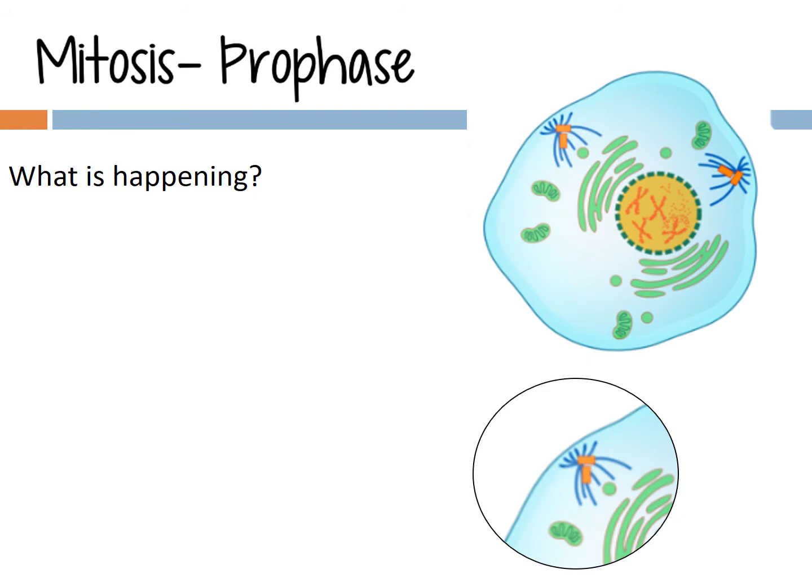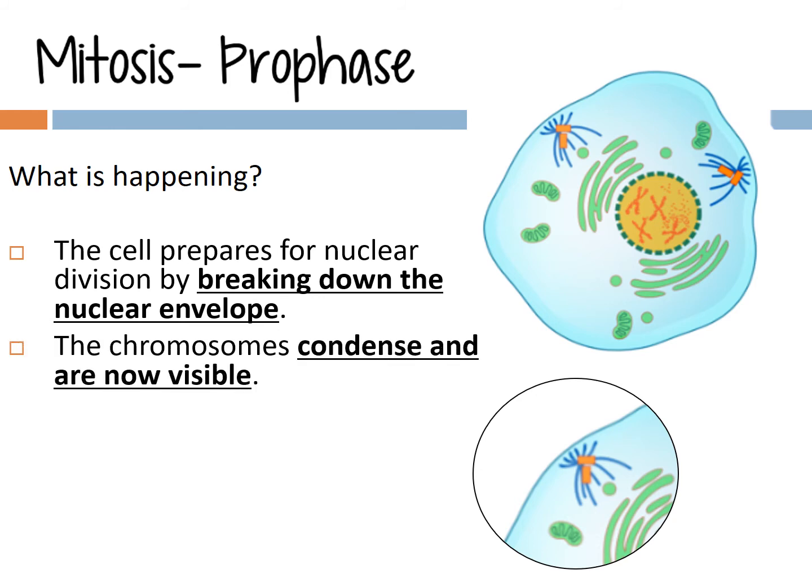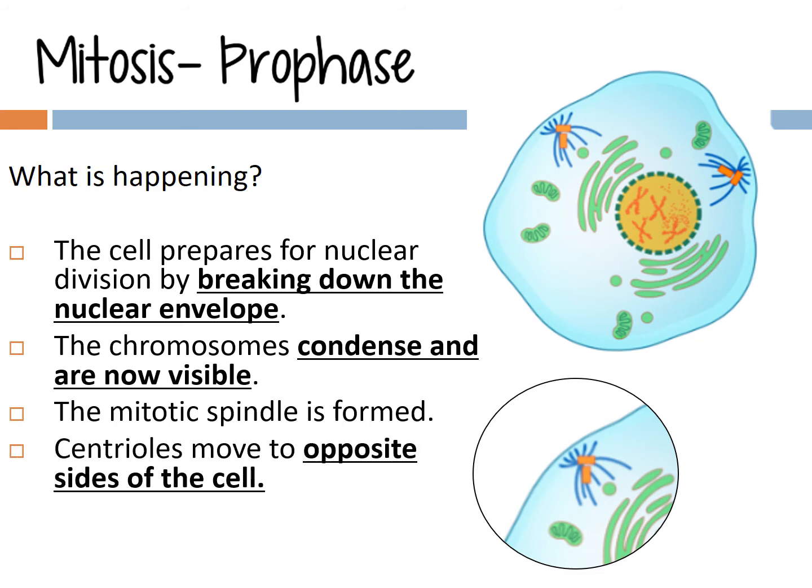Okay, so in mitosis, the very first step, we have prophase. What's happening here? Well, the cell prepares for nuclear division. It's going to break down the nuclear envelope. The chromosomes are going to condense, and now they're visible. They used to be like a long string, and now they're all bunched into sister chromatids. They look like an X. The mitotic spindle is forming, and centrioles are moving to opposite sides of the cell.